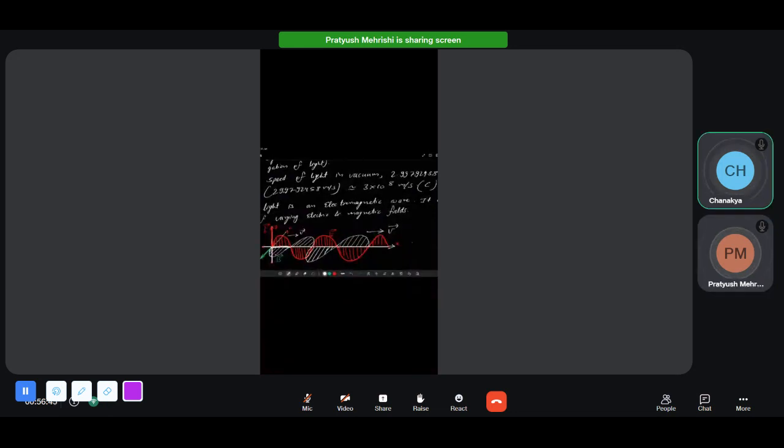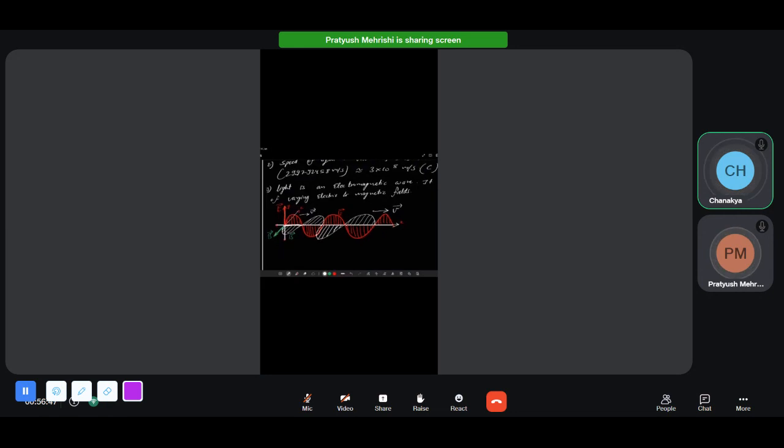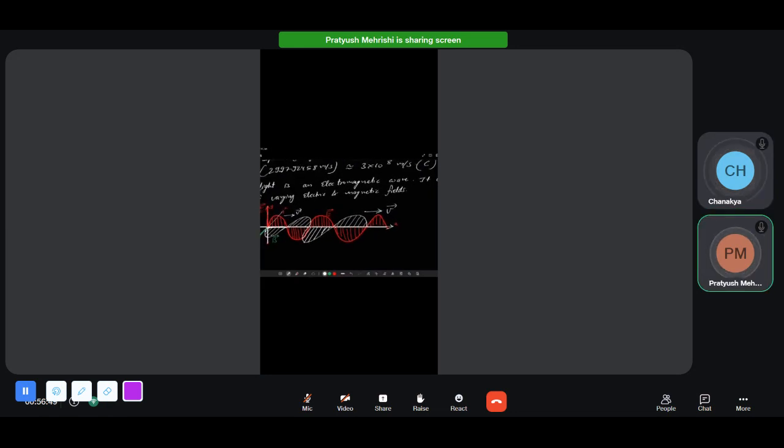So, in short, we can write it like this. This is the electric field, this is the magnetic field, and velocity is like this. V, E, B. Velocity is what? Propagation of light.